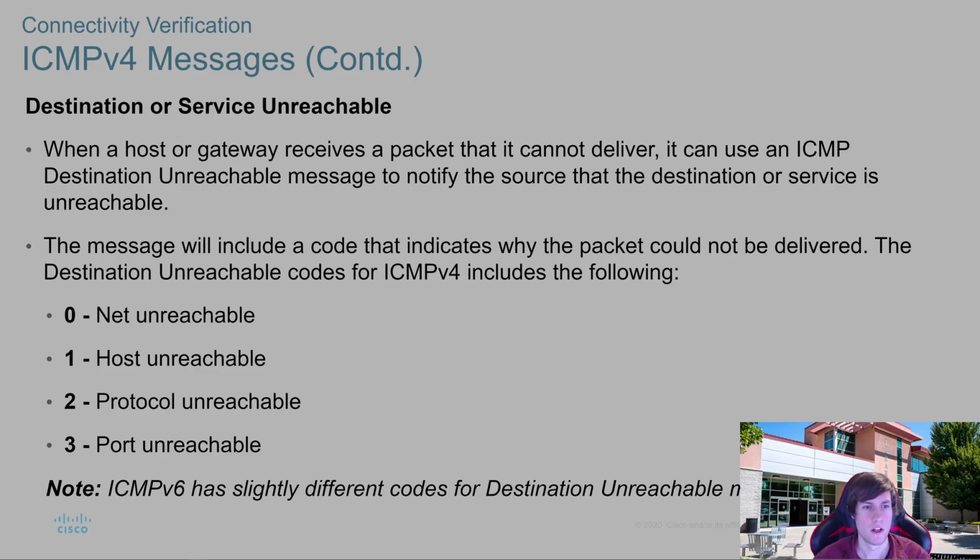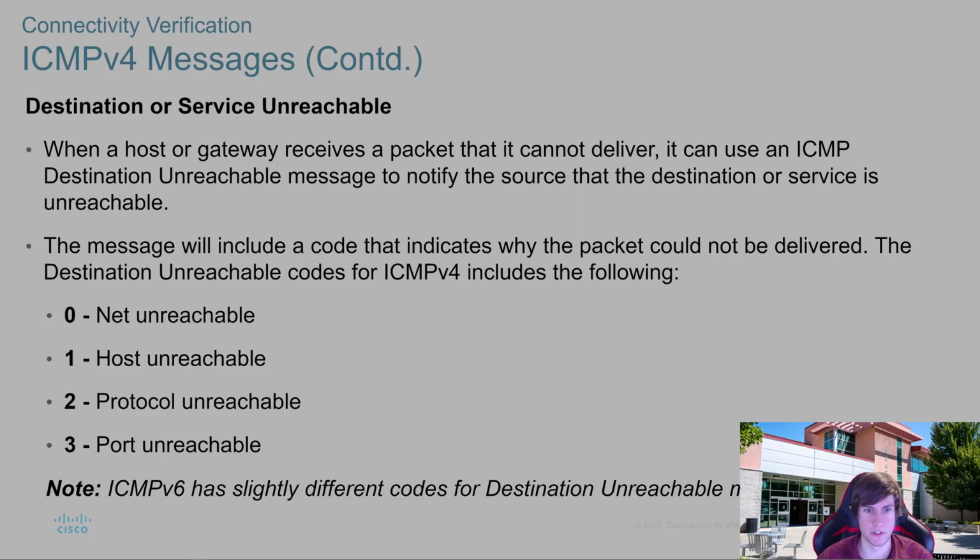So pretty much a packet full of fun FTP content tries to go to the port of an FTP host and destination, and it goes, oh, I can't deliver here. The port's closed, no one's home. Rather than sending back an FTP error message, most of the time it'll send back an ICMP destination unreachable, because it's more lightweight and it's more likely to actually get back to where it's supposed to, because ICMP is pretty much supported everywhere. So the message will include a code that indicates why the packet cannot be delivered.